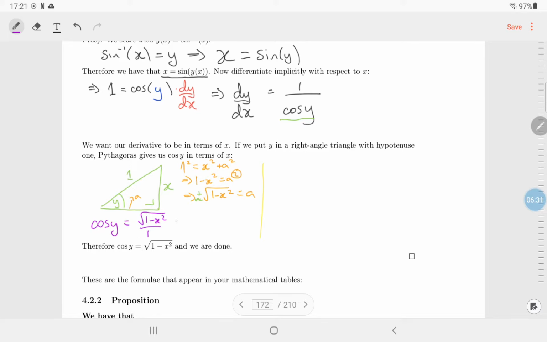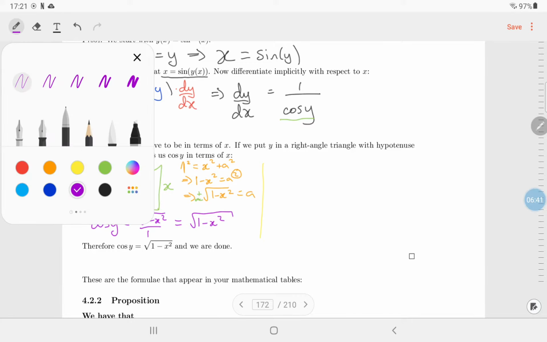And any number divided by 1 is itself. So cos of y is equal to square root of 1 minus x squared. So that's one way of doing it.